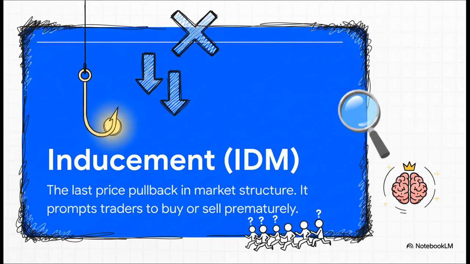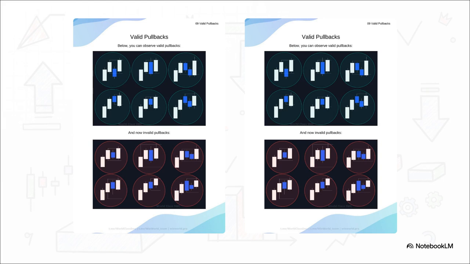entire strategy. But here's the trick. To spot the real inducement, you first have to know how to identify a valid pullback. Just look at the examples in the green circles. In every single one, a candle's low breaks the low of the candle that came right before it. That little move is called sweeping the liquidity.